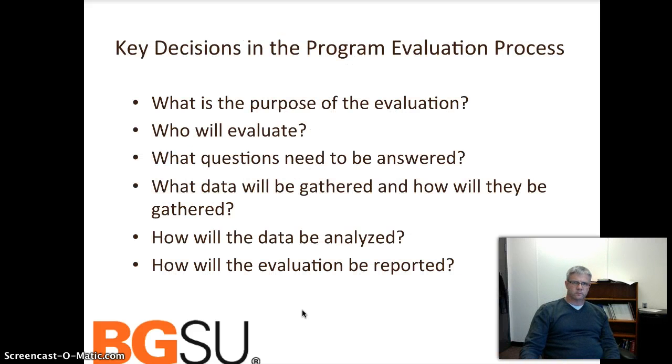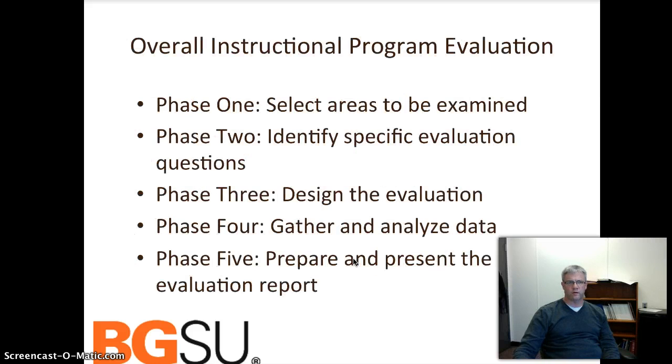So, key decisions in the program evaluation process. This is not teacher, but program evaluation process. What's the purpose? Who will do it? What questions need to be answered? How will the data be analyzed? And when and how will it be reported? Is it going to go to just administrators? Is it going to be for public consumption? Who all gets to see the full report? Important things. I'm going to keep moving along.